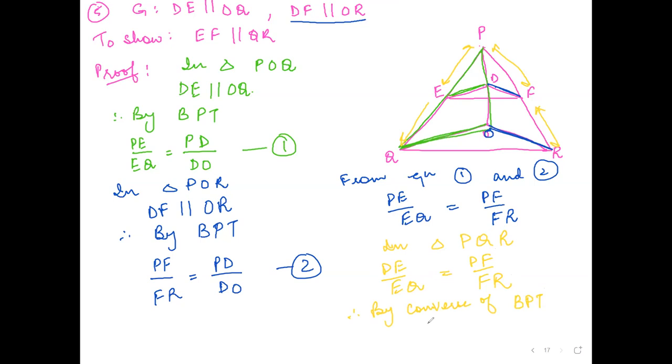What is the basic proportionality theorem? EF is parallel to QR. Okay, that's good. So this you were supposed to show.